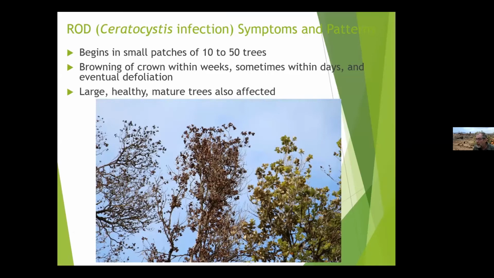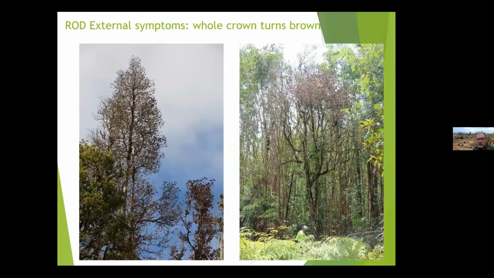So that symptoms are maybe 1 to 3 months, and then after 4 or 5 months, you see on the left there where the trees start losing leaves. Large healthy trees go down. It's a really virulent disease. It's not a slow decline. So here are some of the ROD symptoms.